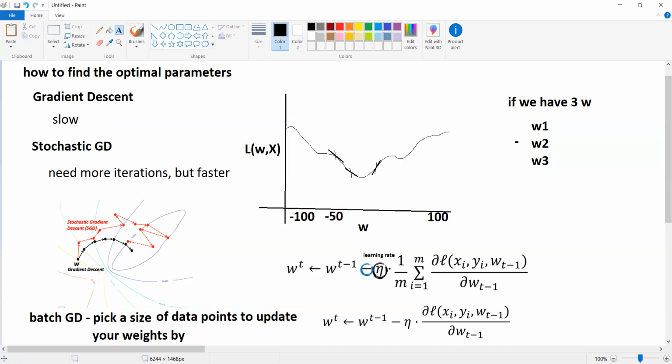What else did I want to say? Oh, I want to talk about what's called the global and local minimum. Okay, so who can tell me the difference between a global minimum and a local minimum?